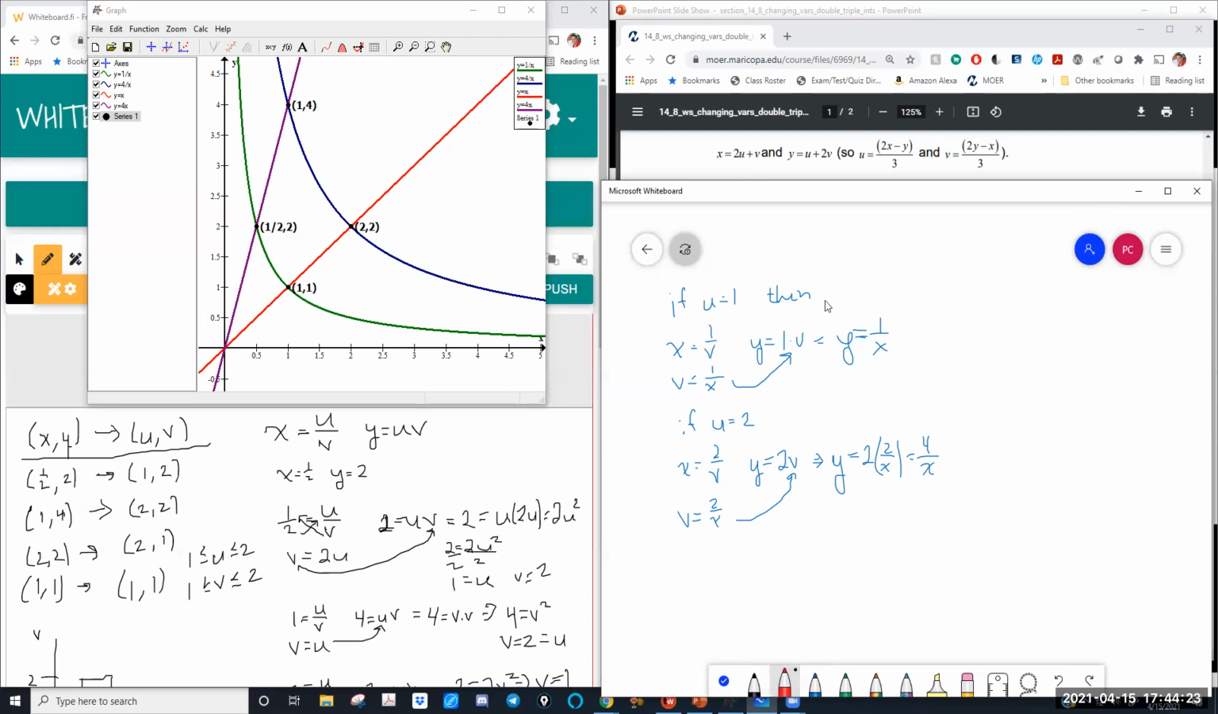Real quick, I want to do the same thing with v just so you guys can see it. So let's make that a little smaller. I won't spend a lot of time. So if v equals 1, let's see what happens. Our transformations right here. If v equals 1, then x just equals u and y equals u. So this is kind of an easy one, right? y equals x. So that would be this red curve here. That was the graph of y equals x. So when v equals 1, it's representing this boundary right here.